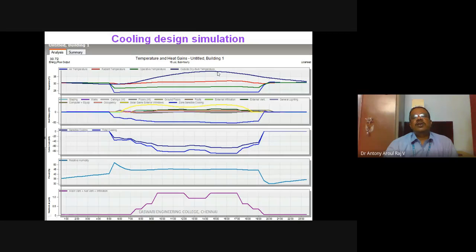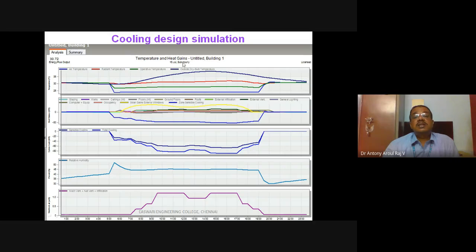And if you are going for cooling design, these are all the parameters you are going to get as output. Okay. So regarding this, we are going to discuss tomorrow in detail. So first, it is an introduction. In a cooling design, what are all the parameters we have? We have outdoor dry bulb temperature.